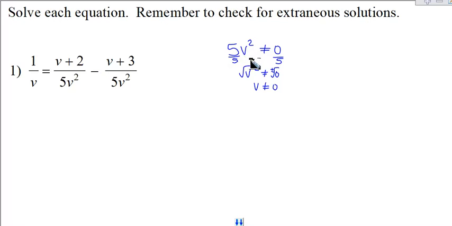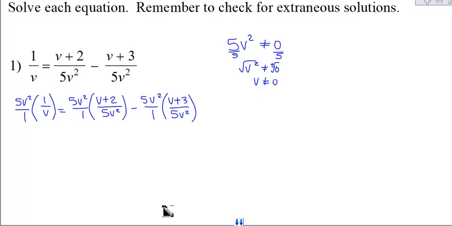Now, let's take that common denominator, 5v squared. We're going to multiply each term in this problem by that common denominator. Now that we have our problem set up, we learned last week that when we are multiplying 2 rational expressions together, as long as they are fully factored, we can cancel monomials with monomials, and we can cancel binomials with binomials. If I have chosen the correct common denominator, then each one of these denominators should cancel out in this step.